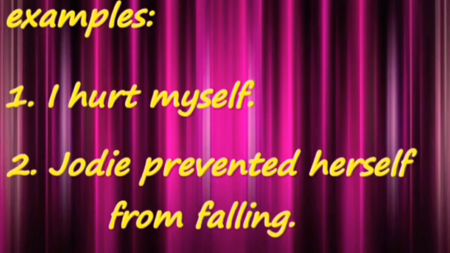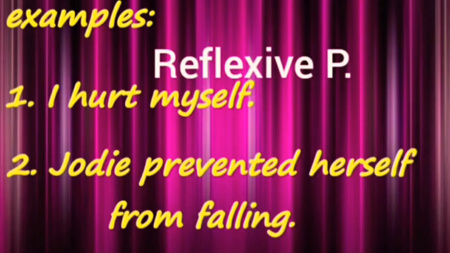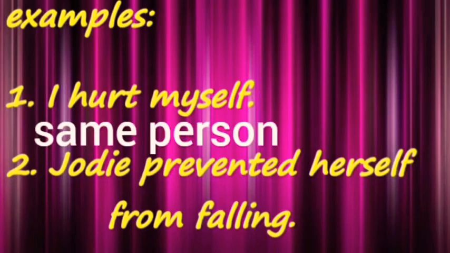Examples. In sentence number 1, I hurt myself. I is the subject, hurt is the verb. The object of the verb, the one receiving the action, is myself. Myself is an example of a reflexive pronoun. Myself also refers to the subject, I. So I and myself are the same person.